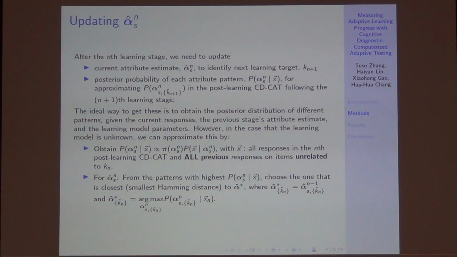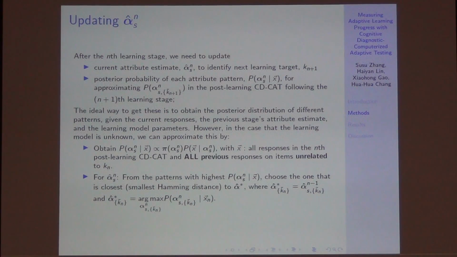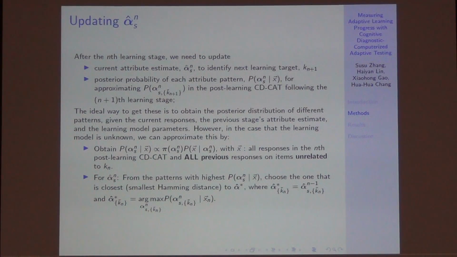However, in the case that the learning model is not known, we can approximate it by taking all of the most recent responses on each of the attributes to obtain the posterior probability of each of the separate patterns. And then we can take the MAP as the point estimate of this.